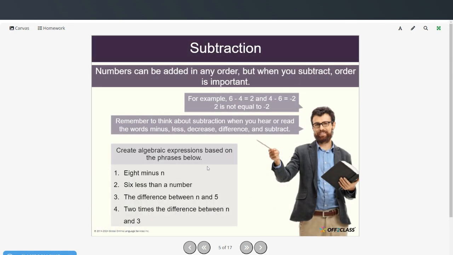And then subtraction. So numbers can be added in any order, but when you subtract, order is important. For example, 6 minus 4 equals 2, and 4 minus 6 equals negative 2. So 2 is not equal to negative 2. And so remember to think about subtraction when you read the words minus, less, decrease, difference, and subtract. This time you want to create some algebraic expressions based on these phrases. And pause the video while you do that, and then you can restart when you're ready to check your answers.